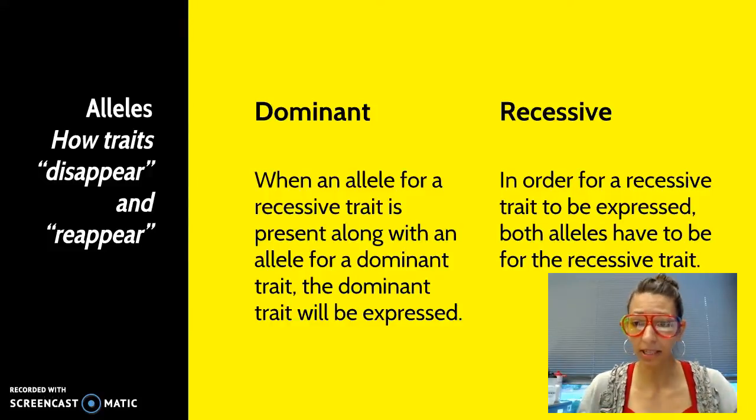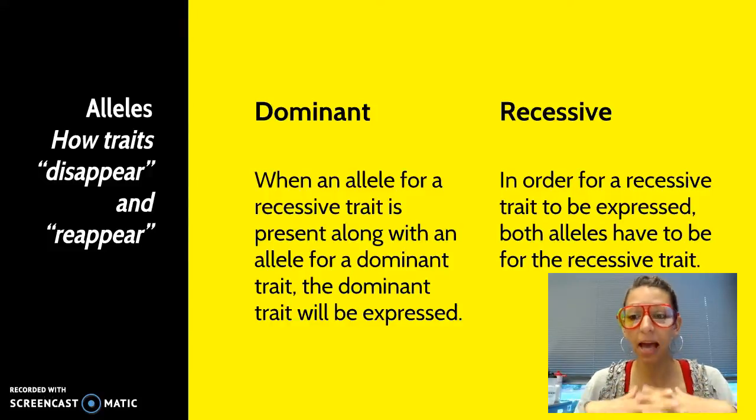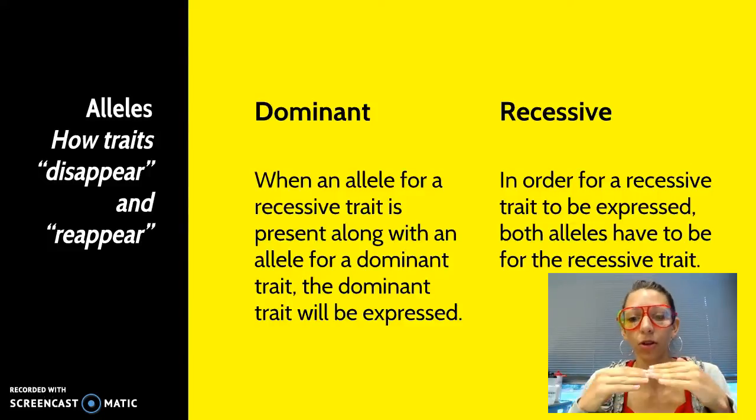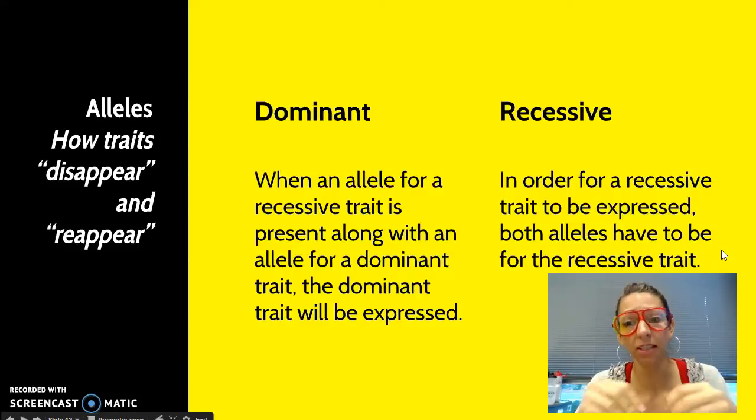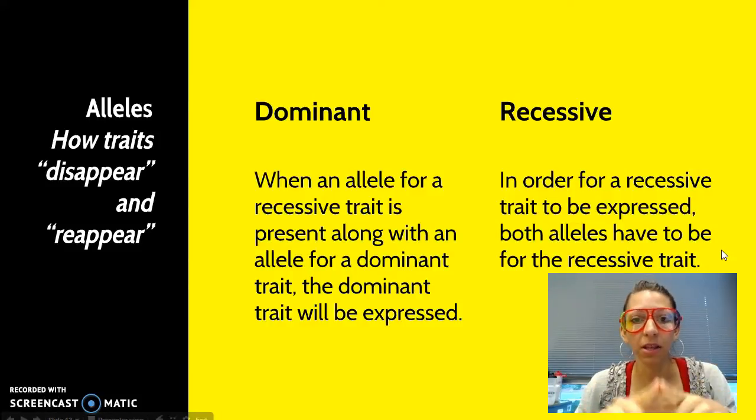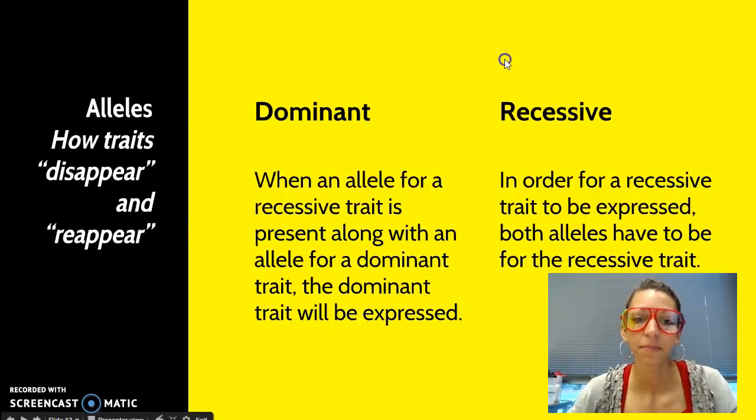In order for a recessive trait to be expressed, both alleles have to be present for the recessive trait. It has to be homozygous in order for us to see that recessive phenotype.